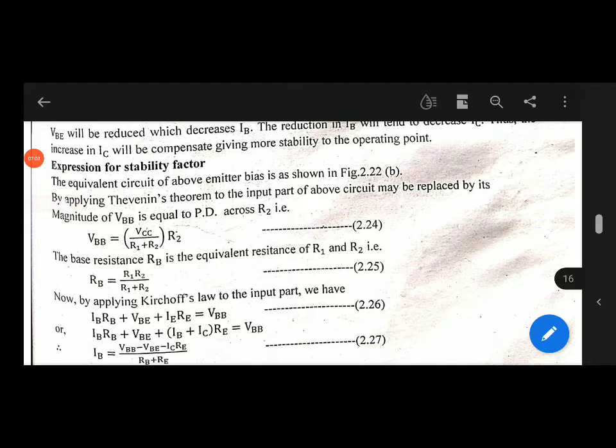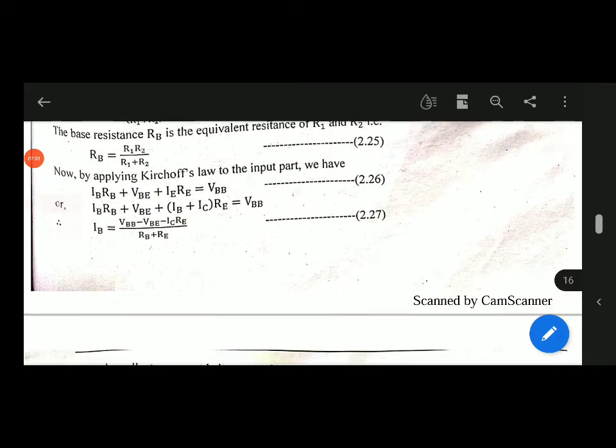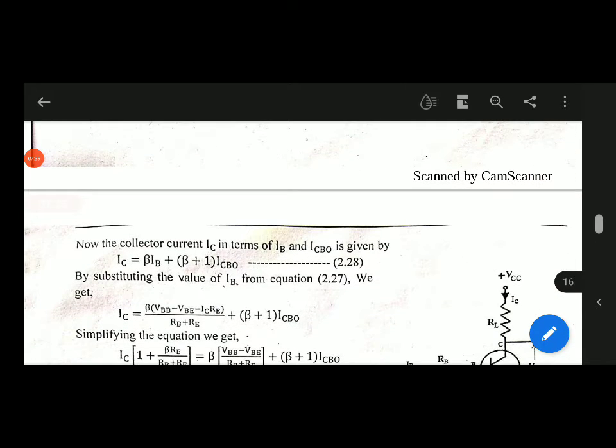Now by applying Kirchhoff's law to the input part, we have IB into RB plus VBE plus IE into RE is equal to VBB. So IB into RB plus VBE plus (IB plus IC) into RE is equal to VBB. Therefore we get IB is equal to VBB minus VBE minus IC into RE, divided by RB plus RE. Now the collector current IC in terms of IB and ICBO is given by IC is equal to beta IB plus (beta plus 1) ICBO.